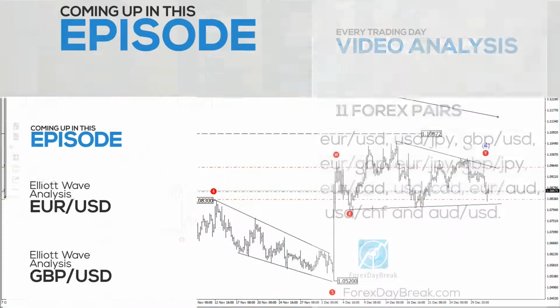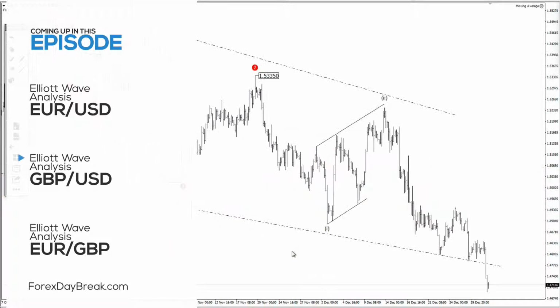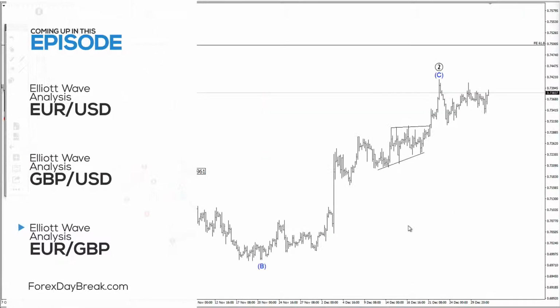Forex pairs in this episode are EUR/USD. We have a trade here. We can expect a slight upwards move to complete this triangle. On pound dollar, we can expect more downside on this pair. And euro pound, what will be the next move in this pair?